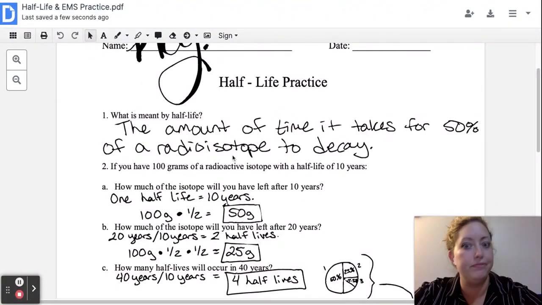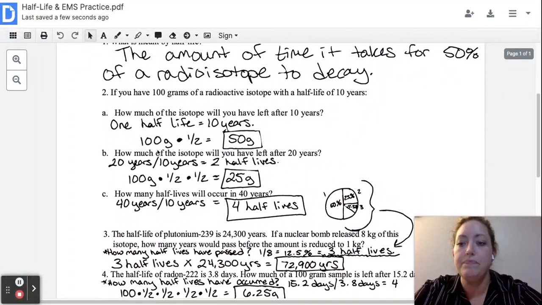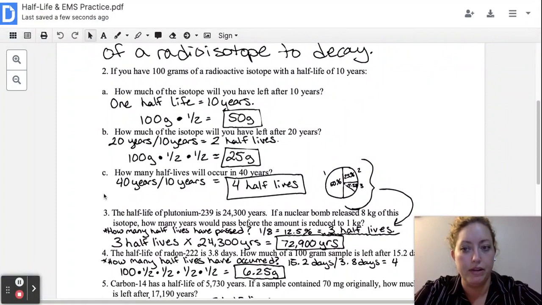So what is meant by half-life, that was kind of in the notes that we went over. It's just how much time it takes for half of the radioactive material to stabilize. So you have decayed. Decaying is the same as saying that it has stabilized. So number two is three parts. Okay, so it says if you have 100 grams of a radioactive isotope with a half-life of 10 years, how much of the isotope will you have left after 10 years?